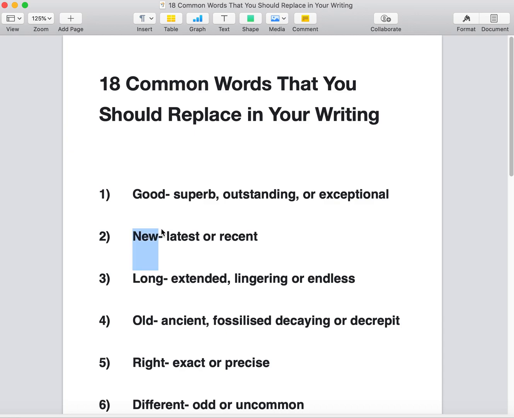Another of the common words in English is the term new. New is an adjective that doesn't always set off alarm bells, so it can be easy to forget about. Give your writing more punch by ditching new and using something like latest or recent.